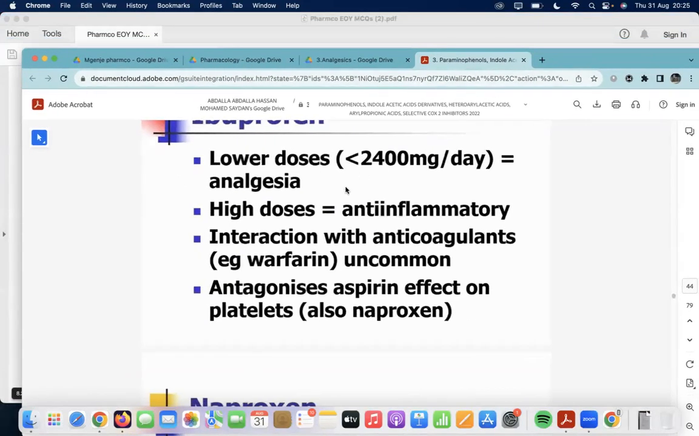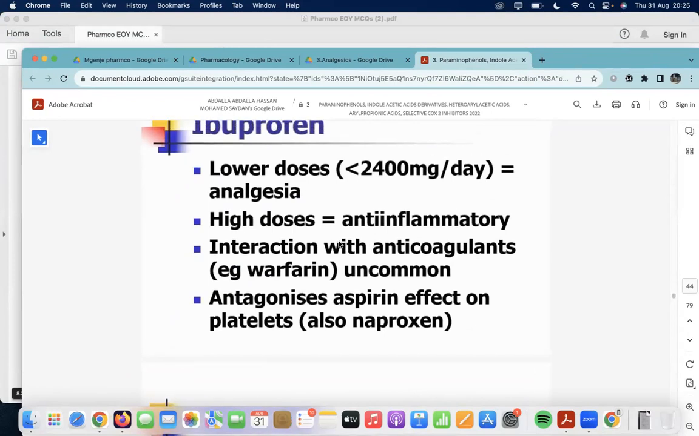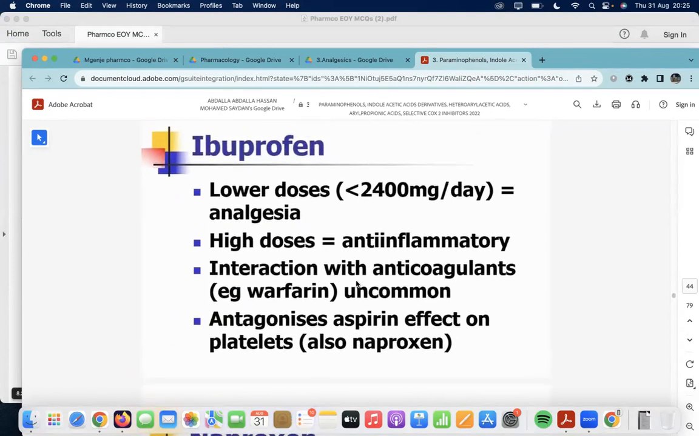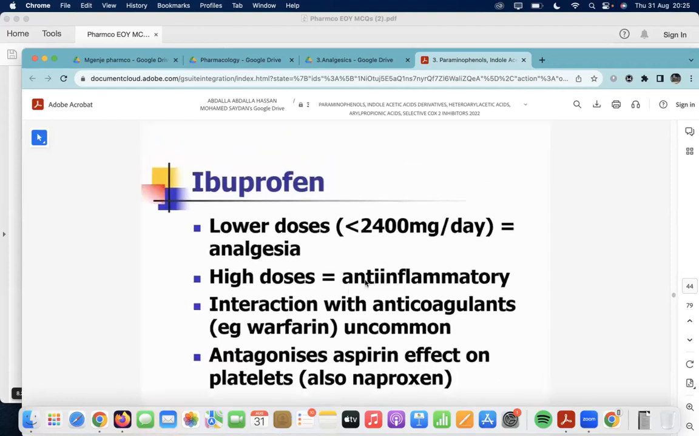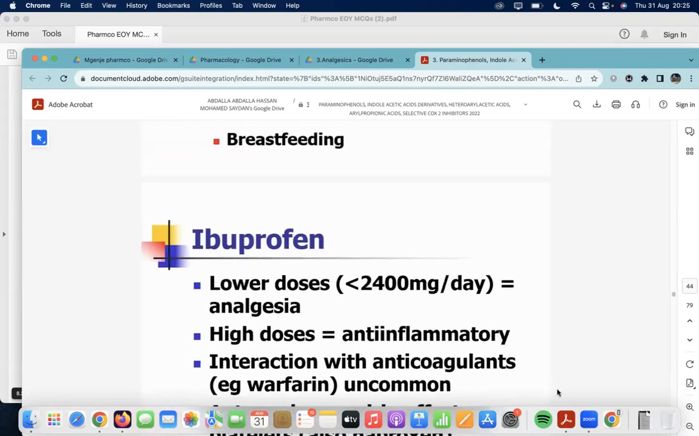I have a question. Yes. When you said it antagonizes aspirin effect, so it reduces the effect on platelets, it promotes platelet aggregation. So how come we are saying that ibuprofen prolongs bleeding time if it promotes platelet aggregation? Prolongs. That's in the question. It was one of the choices.